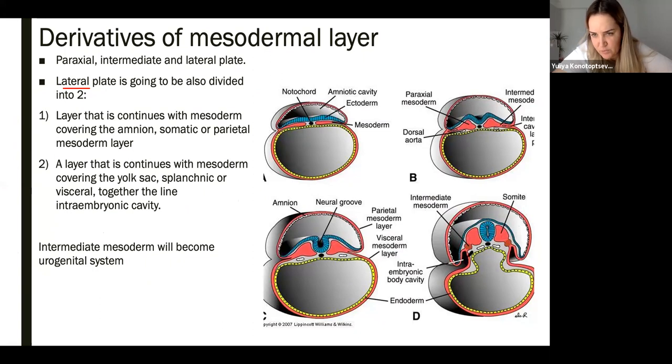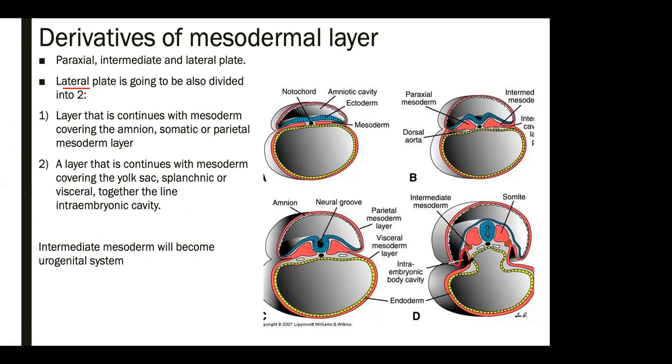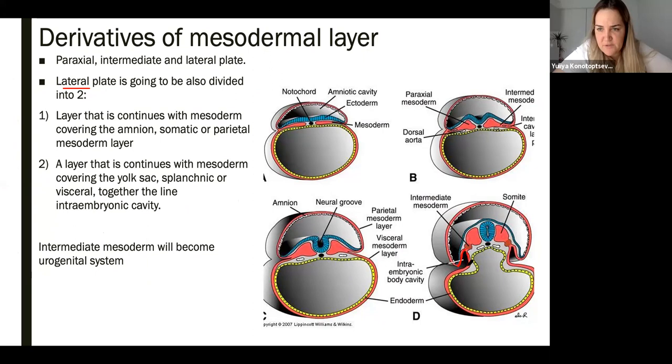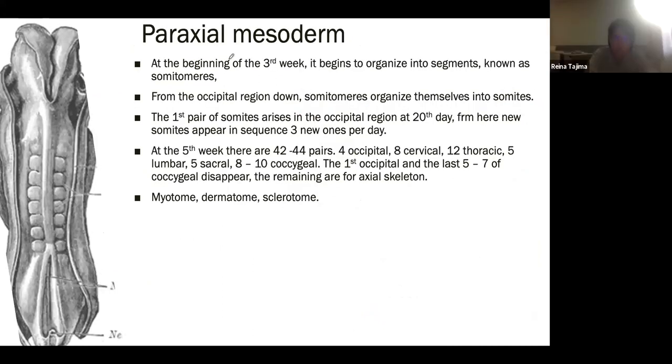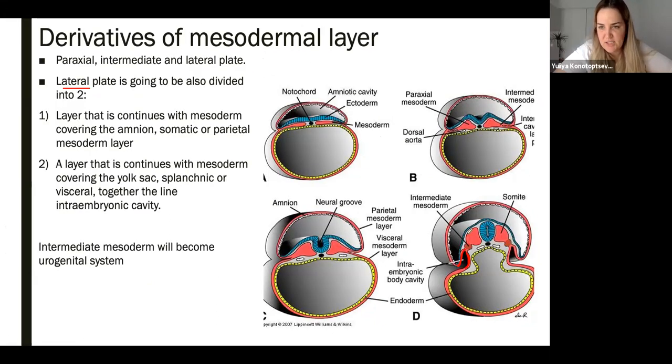Okay, we talked about the lateral plate. Could you tell me how do we call this? Parietal mesoderm. How do we call this? Visceral mesoderm. So these are of the lateral plate. Paraxial mesoderm, okay, paraxial mesoderm is the one which is in the center, surrounding your neural tube and notochord.